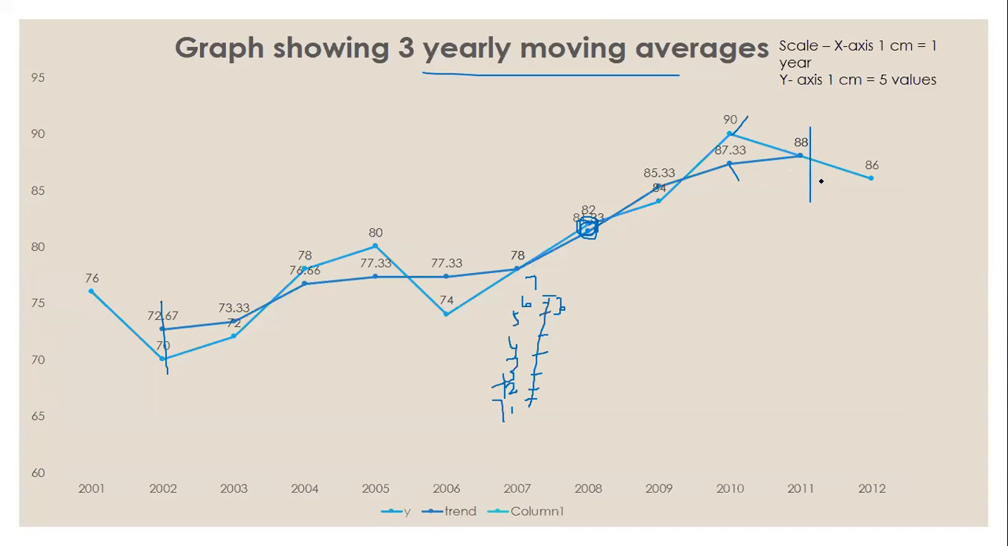You just have to draw the graph with the Y values and with the 3-yearly moving average value. Understood? Did you all follow?